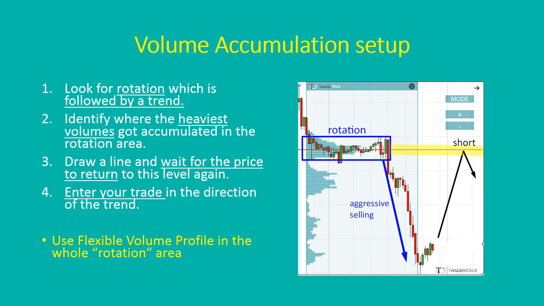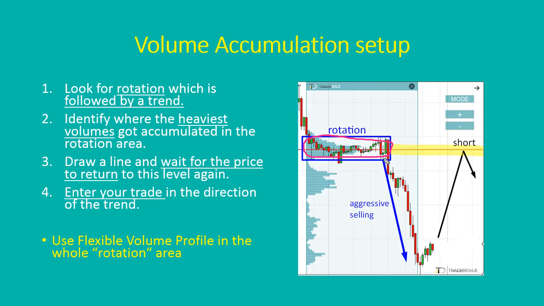And the logic behind the setup is this. In this rotation, volumes got accumulated. By the time that the rotation got created, you don't know if volumes in this area were buyers or sellers. I know that there are some volume profiles around, which sort of tell you if there are more buyers or sellers, but those are basically just fake numbers. You can't really tell if there were really buyers or sellers.